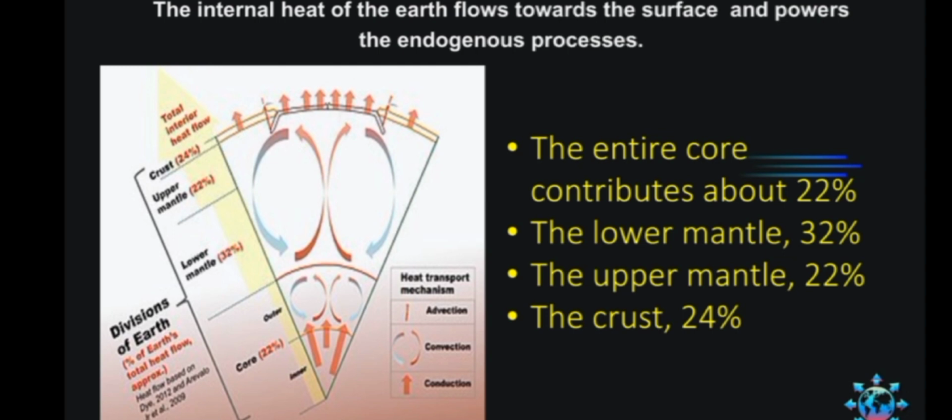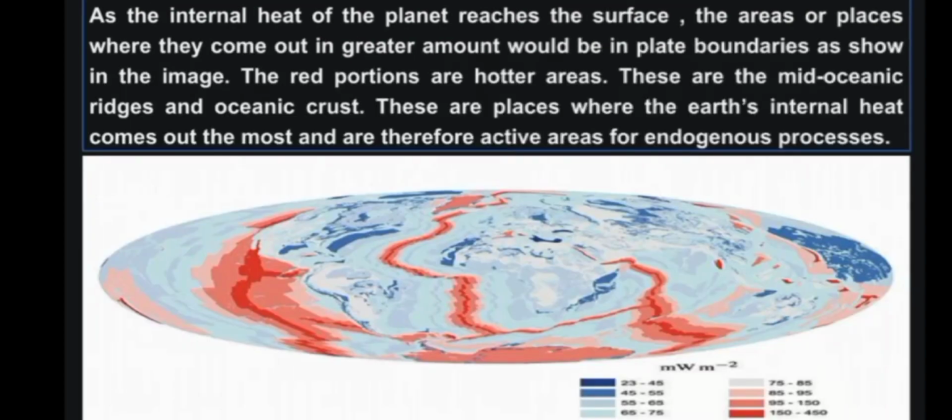It is estimated that both primordial heat and radiogenic heat contribute more or less equally to the total internal heat of the Earth. As the internal heat of the planet reaches the surface, the places where it comes out in greater amount would be in plate boundaries, as shown in the image. The red portions are hotter areas. These are the mid-oceanic ridges and oceanic crust. These are places where the Earth's internal heat comes out the most and are therefore active areas of endogenous processes.